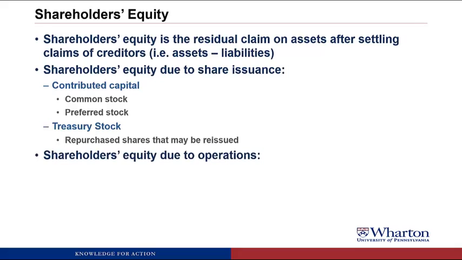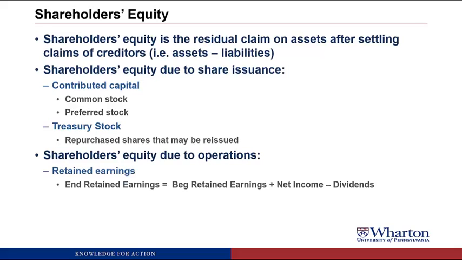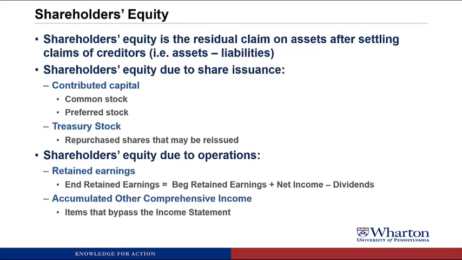Then shareholders' equity can come from operations. We have retained earnings, which we've talked about a lot in the course, where your beginning retained earnings goes up by net income, goes down when you pay dividends, and that gives you the ending retained earnings. So retained earnings is literally net income that you have retained and not paid out as dividends. And then we talked briefly about accumulated other comprehensive income. This functions sort of like retained earnings, except it's for items that bypass the income statement.